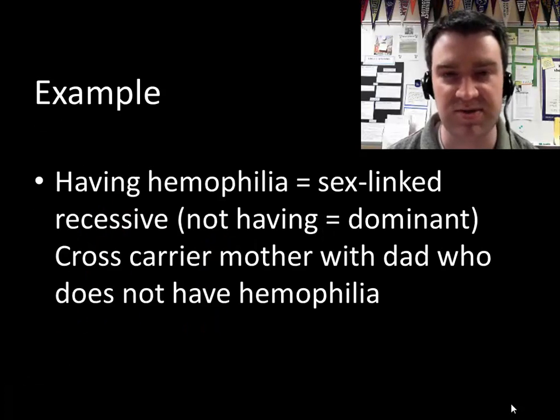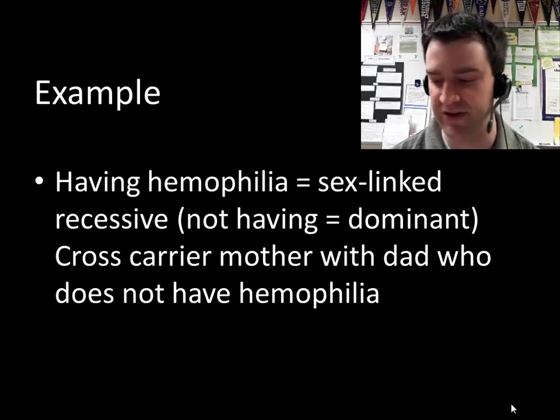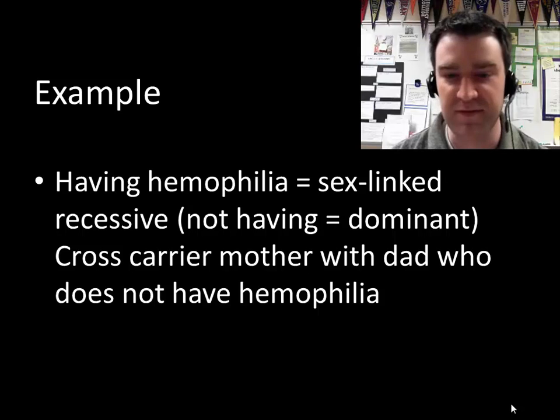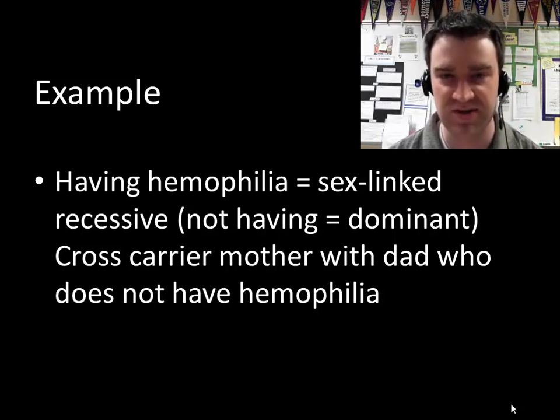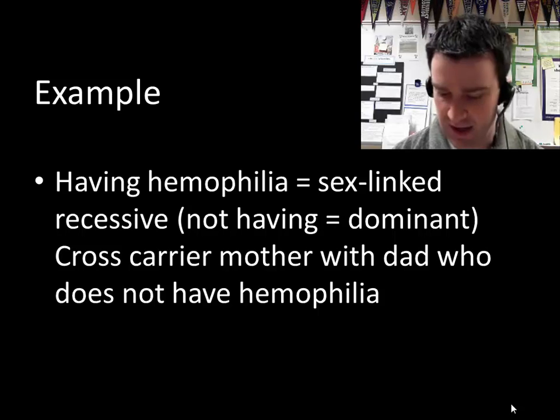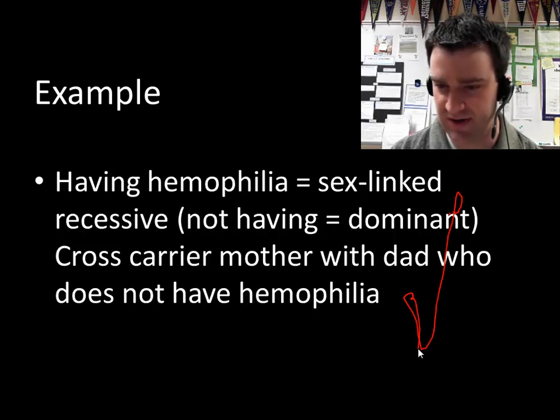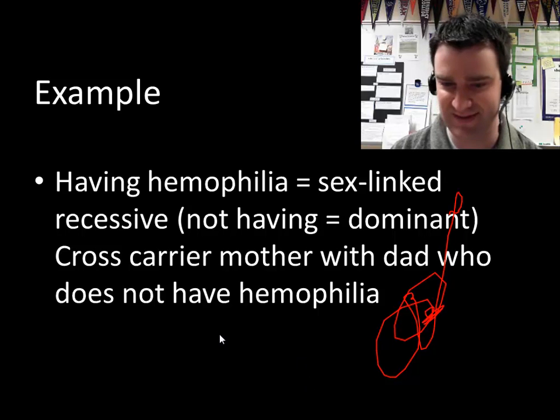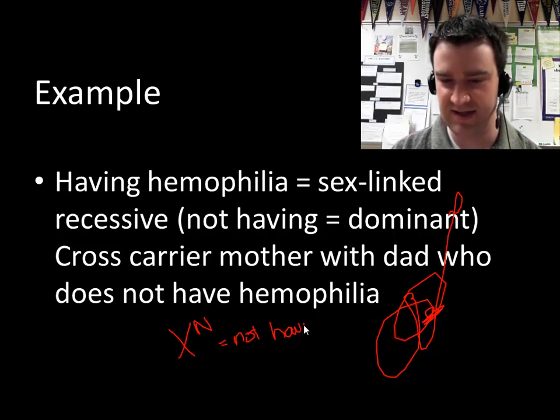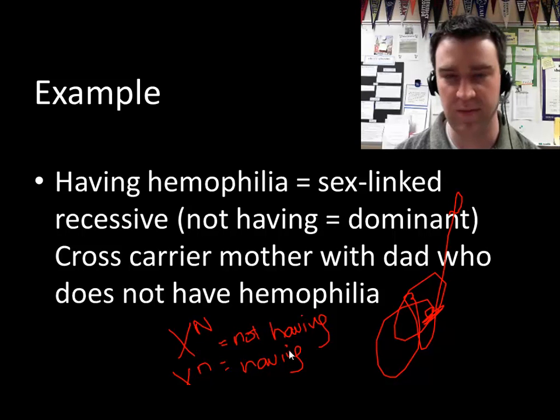All right, so let's just do some sample problems here, and we'll illustrate how this is put to use. Hemophilia is an example of a sex-linked recessive trait in humans. Not having it is dominant, so let's show that it's on the X chromosome here. Let's say that dominant is not having it, and then the recessive is having it. We're going to cross a carrier mother with a dad who does not have hemophilia.